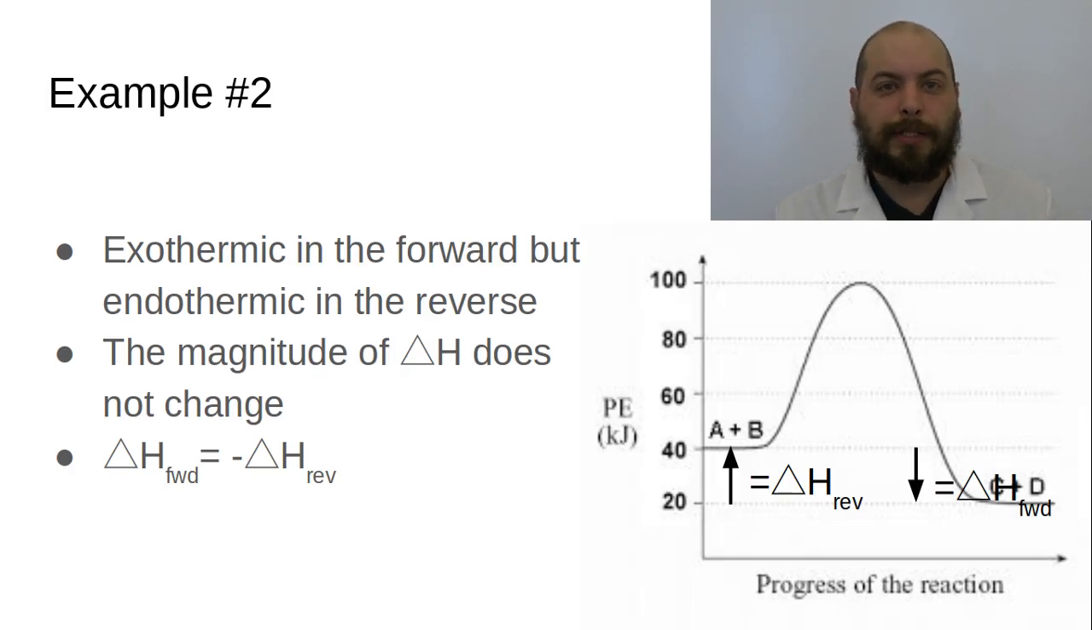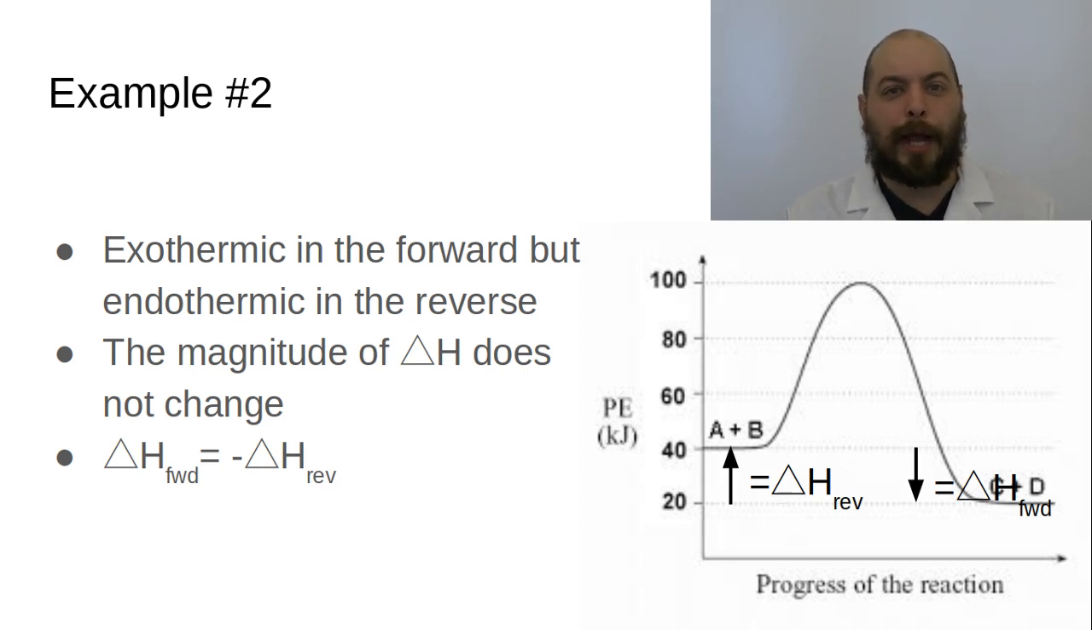So now that we've analyzed a potential energy curve, let's take a look at the second one. Now in the second one, you'll notice that the forward direction here is exothermic, where C and D represent my products and A and B represent my reactants. I know it's exothermic because the potential energy of my products is less than the potential energy of my reactants. So in the forward direction, I keep saying the word forward, why?